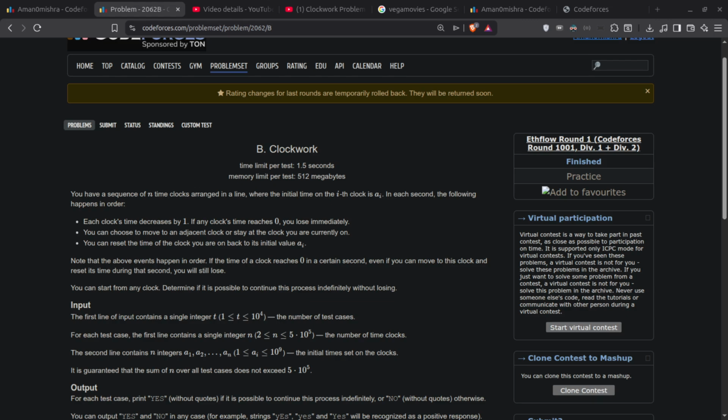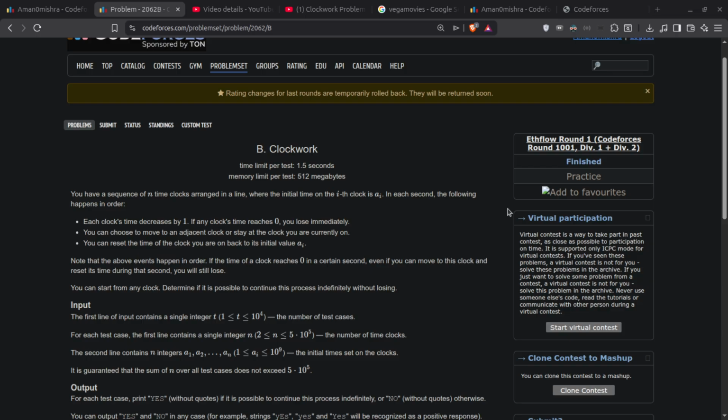Hi guys, so the question is Clockwork. In simple terms, there is a line of n clocks, and in each clock the time is different. What we have to do is make sure none of the clocks in the line reaches the time 0. Each clock's time decrements by 1.